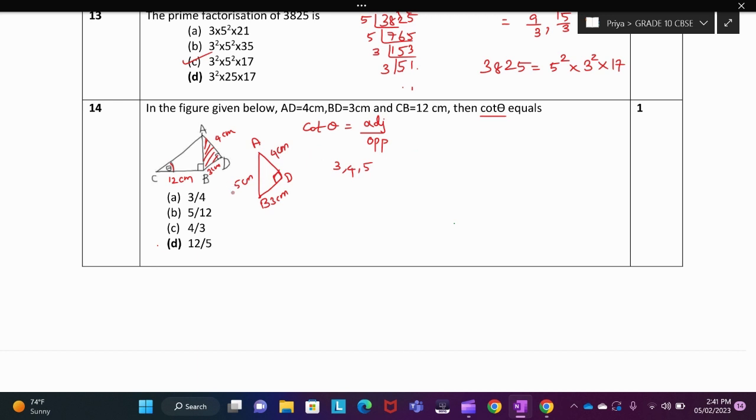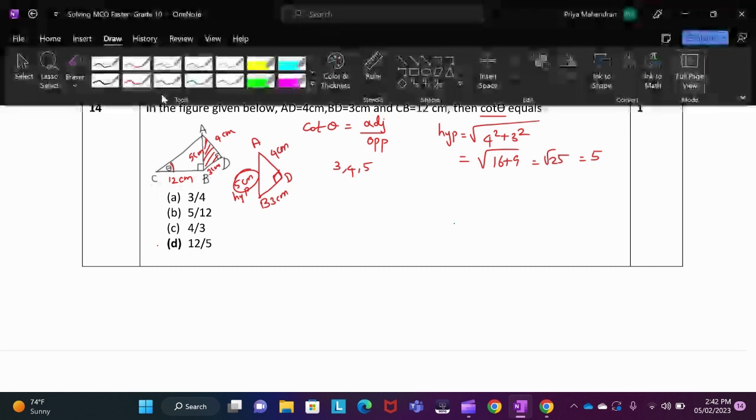If you are not aware of it, we can find hypotenuse using the formula Pythagoras theorem. Hypotenuse is the square root of sum of squares of other two sides. So 4 square plus 3 square is going to be 16 plus 9, which is root 25, that is 5. That's why the hypotenuse is 5 centimeter. So I'm just writing it here. The length of AB is 5 centimeter, length of BC is 12 centimeter.